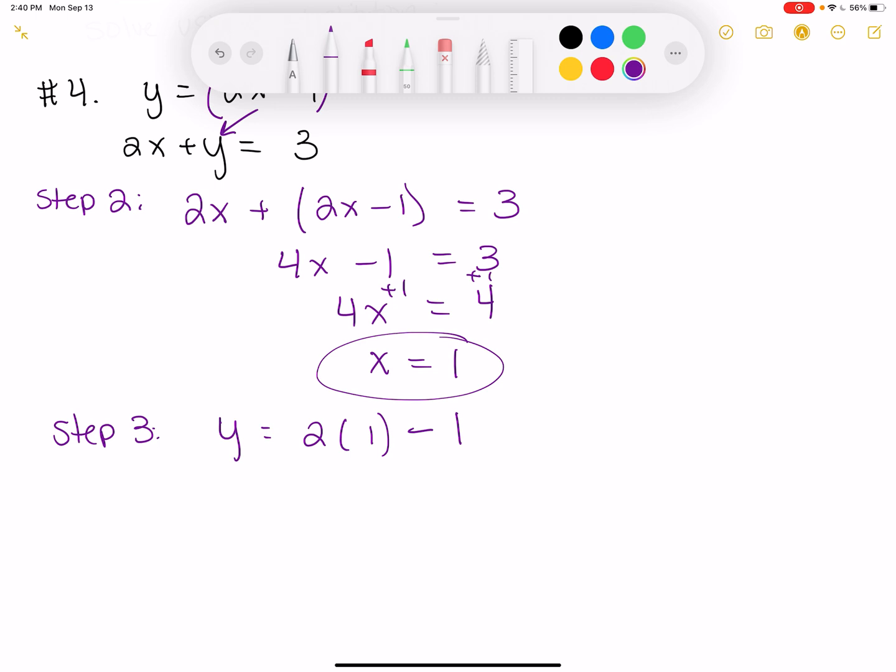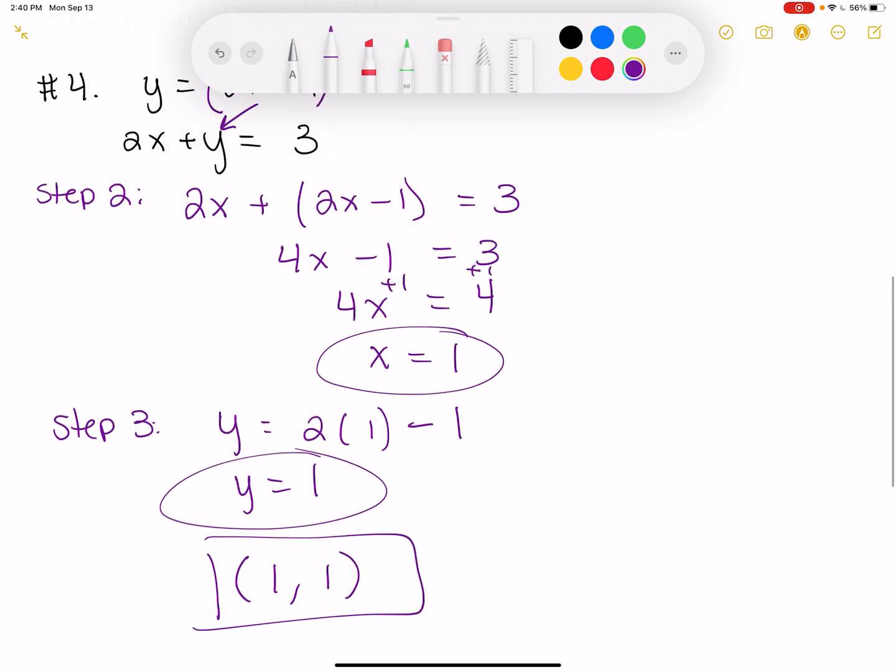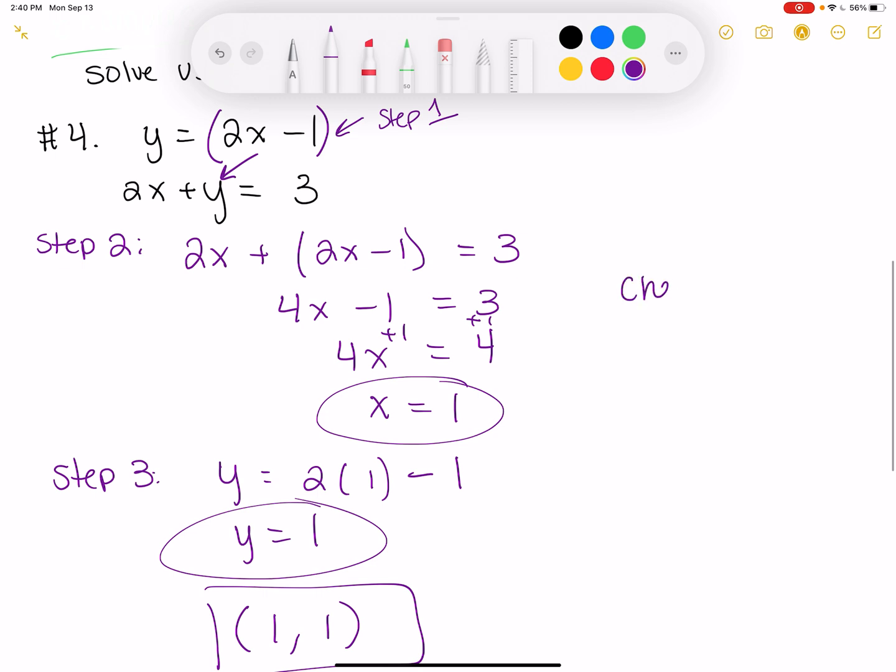Wow. 1. So y equals 1. Now am I done? No. What's wrong with it? You have to put it in an ordered pair. So now that's my ordered pair. Am I done yet? No. Check it. And then graph.